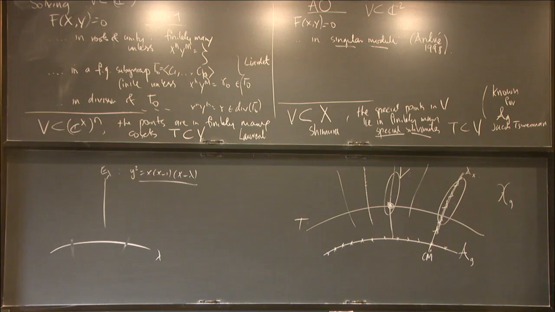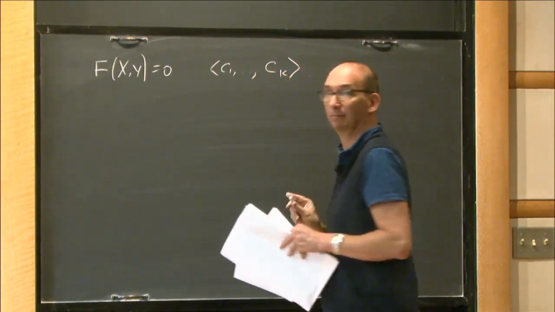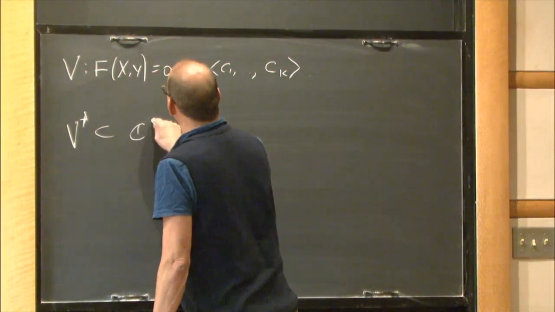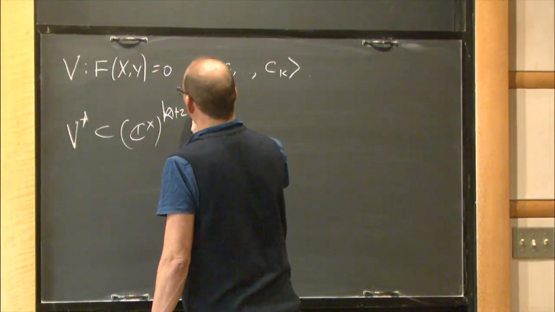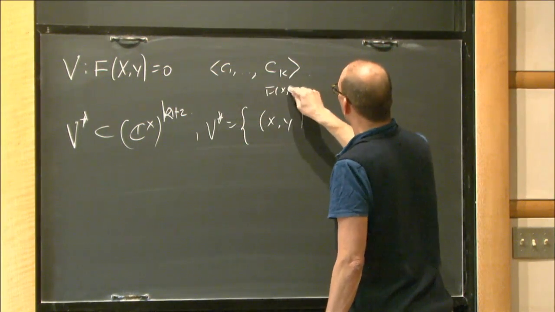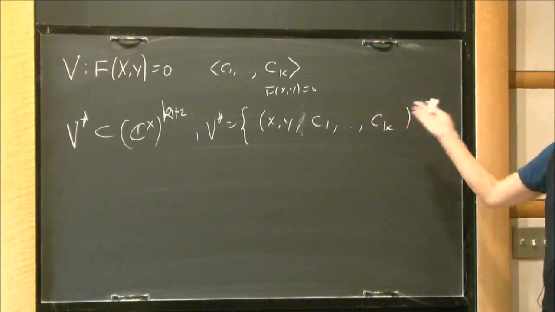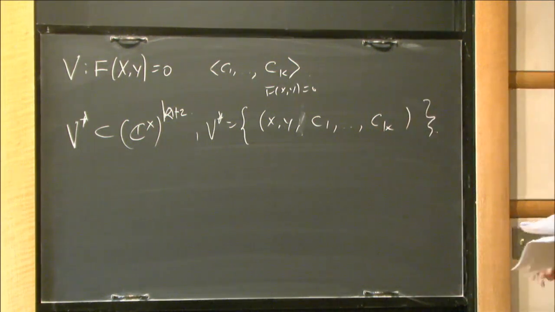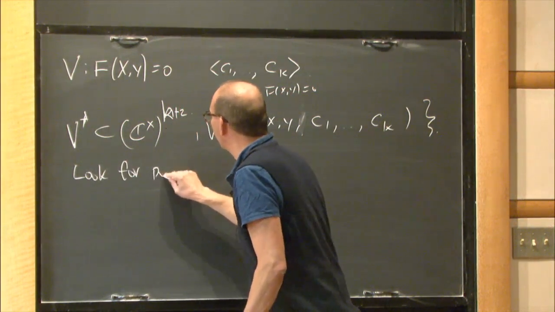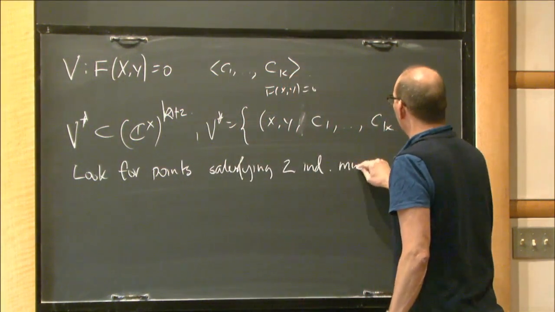So you have f(x,y) equals 0. We're in C cross squared. And we've got these constants c1 up to ck. So what I do now is I form a new curve. So this is the curve V. I'm going to form a new curve V star in C cross to the k plus 2. And what is it? V star is the set of points that look like (x, y) with f(x,y) equals 0, and then c1 up to ck, those constants. So this is a curve in the space. And now I look for points on this V star. So look for points satisfying two independent multiplicative relations.